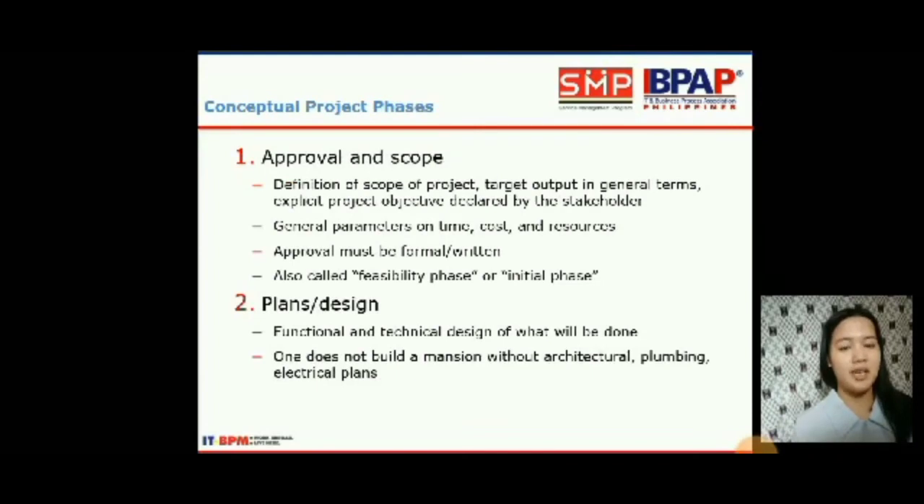Conceptual project phases. Number 1, approval and scope, which contains the definition of scope of the project, the target output in general terms, explicit project objectives declared by the stakeholder, general parameters on time, cost, and resources. Approval must be formal or written, also called the feasibility phase or initial phase. Approval and scope measure the capability of the project to be used, whether it is feasible enough to be used.